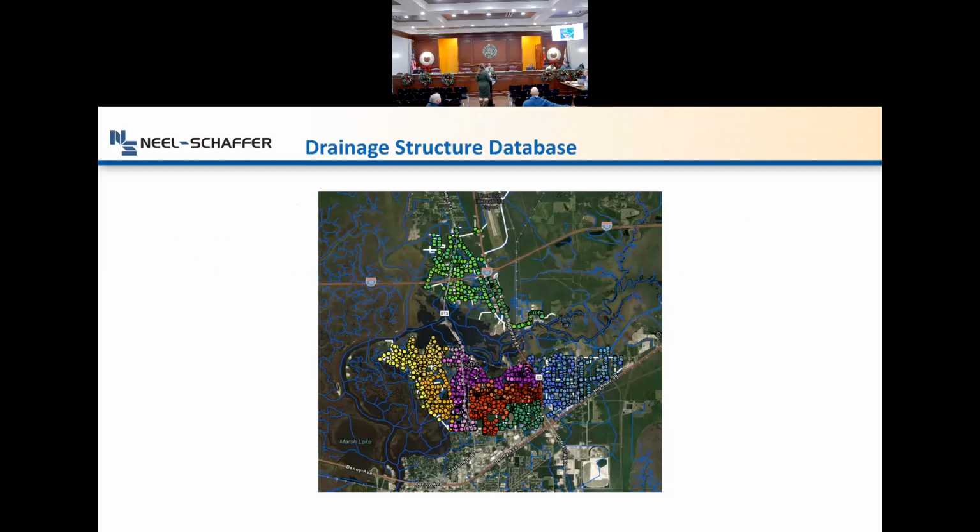So this is an example of our drainage structure database. You can see that we've color-coded it. We've had 5 different teams deployed, and we integrated the high school student data in here.